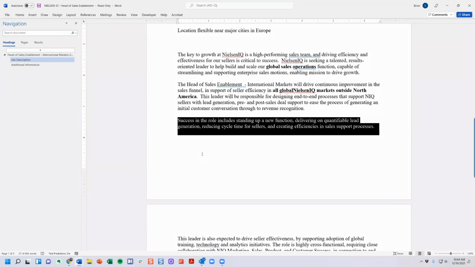If I wave my magic wand and you're talking to the CEO at Nielsen and they ask you, how would you set up the function? How would you do that? How would you deliver on quantifiable lead generation? How would you reduce the cycle time for sellers? And how would you create efficiencies in sales support processes? How would you do that? What is your specific plan?